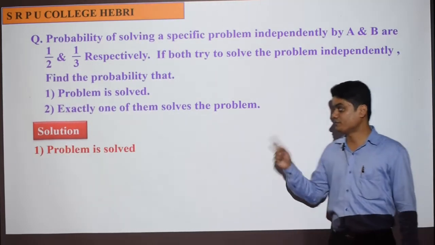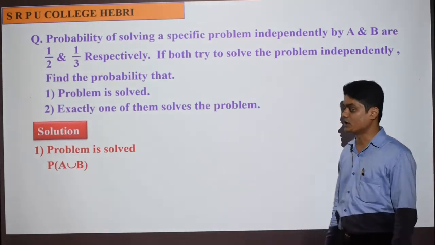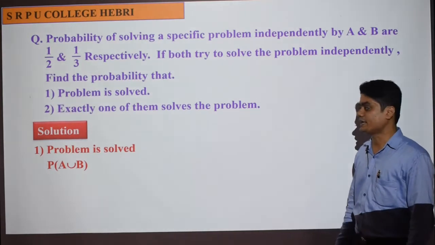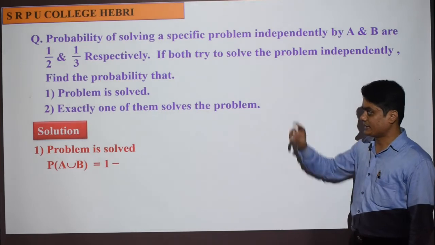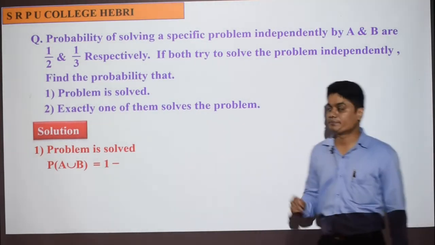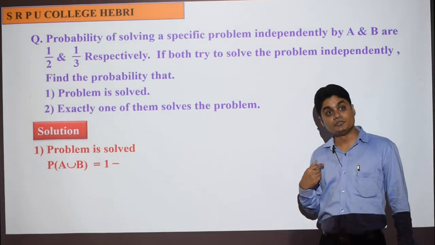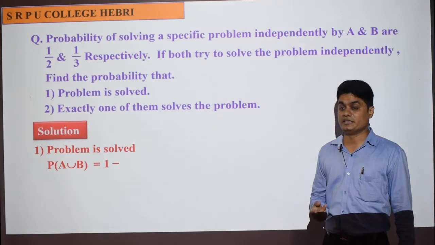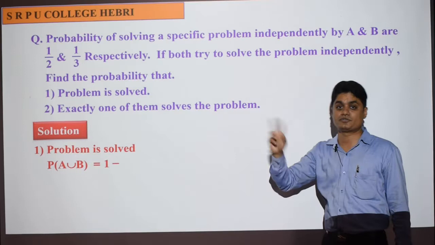So the first problem we'll take now. Problem solved by one of these students is nothing but the probability of A union B. Now, what is the probability of A union B? Probability of A plus probability of B minus probability of A intersection B, that is one method. Here the probability of A is given, the probability of B is given. You can use the probability of A intersection B here, because solving the problem by two different students are independent events.